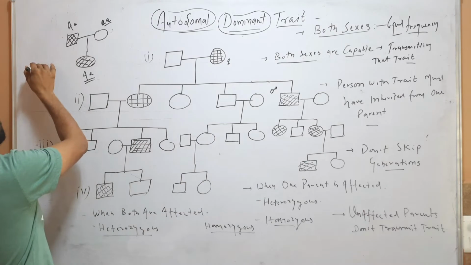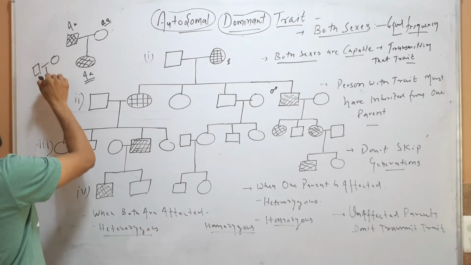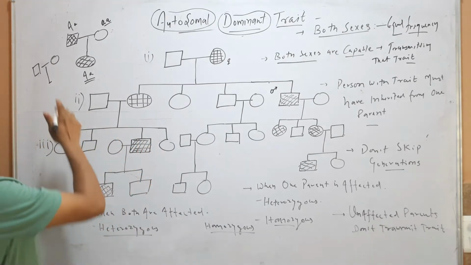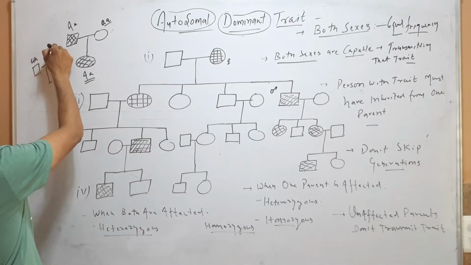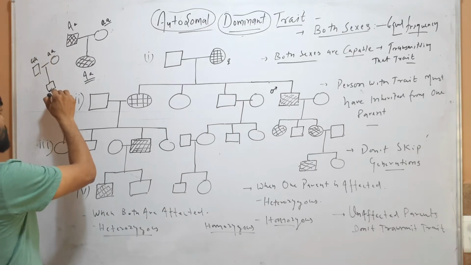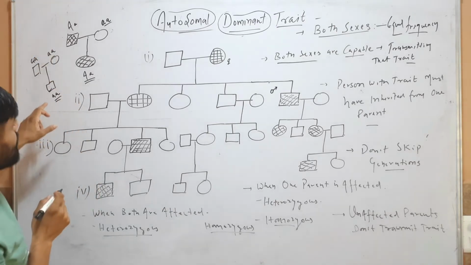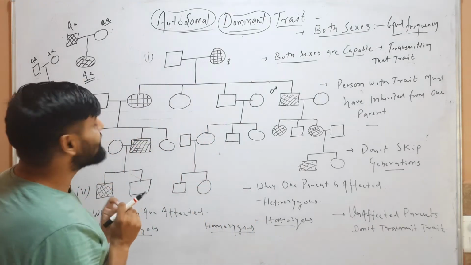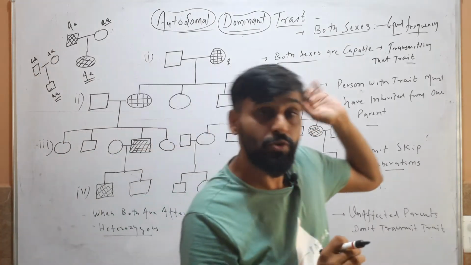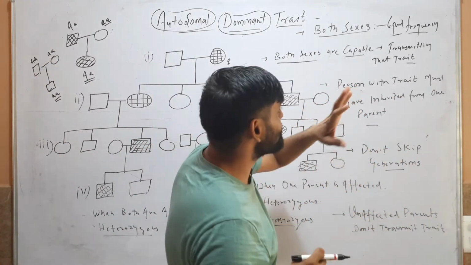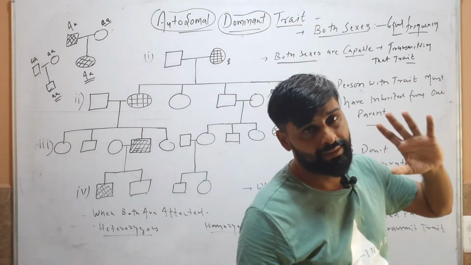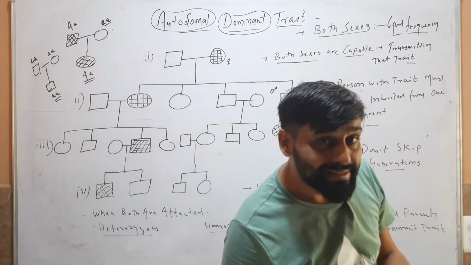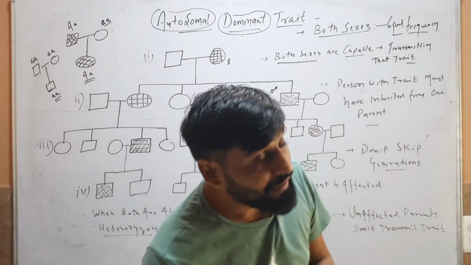If both parents are unaffected, then their offspring cannot be affected. Suppose these are both parents. These are small a, because they are unaffected. So their offspring will also be small a, so it will not be affected. So affected offspring always inherit the dominant allele from an affected parent, from one of the parents that is affected. So a person with the trait must have inherited it from one parent. If one parent is affected, then there is a chance that their offspring will be affected.